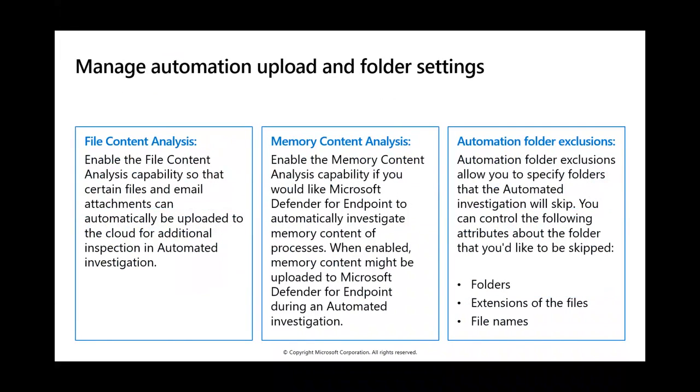Managing automation, upload and folder settings: we can go to Settings, then Endpoints, then Rules, and inside Rules there is a submenu with Automation uploads and Automation folder exclusions. In this option, the file content analysis capability, certain files and email attachments can automatically be uploaded to the cloud for additional inspection in automated investigation. There, we can identify the files and email attachments by specifying the file extension names and email attachment extension names.